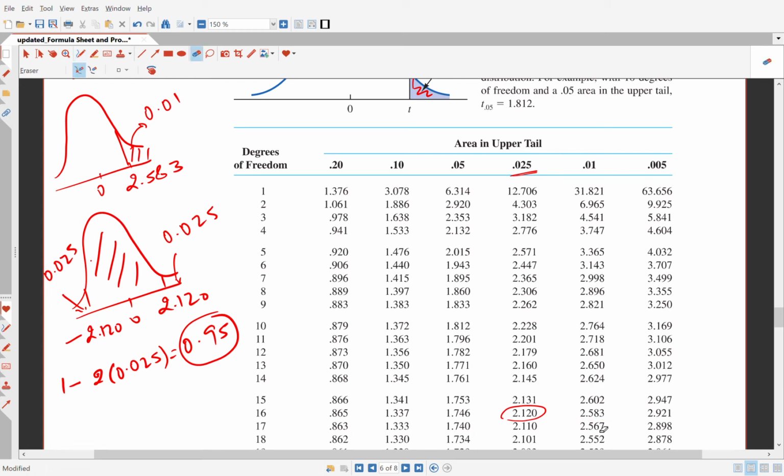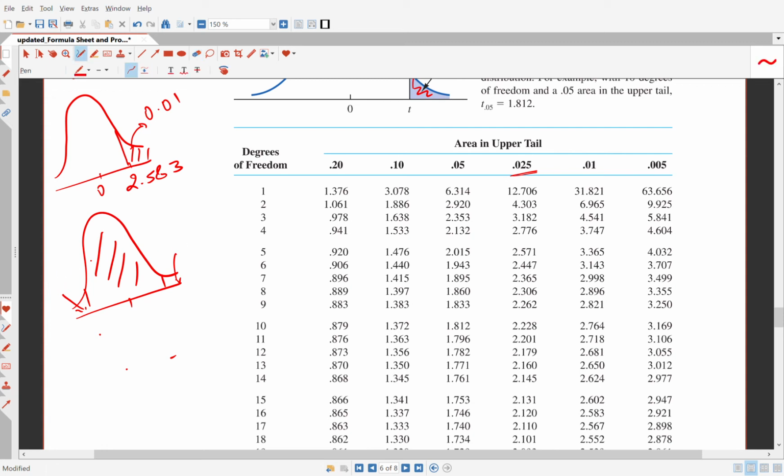Now let's look at the next part, which is actually pretty similar. So I'm going to just retain the figure that I need. It says between negative 1.746 and positive 1.746. So this is negative 1.746 and this is positive 1.746. So 16 degrees of freedom again, and 1.746 is here. The probability is on the top.